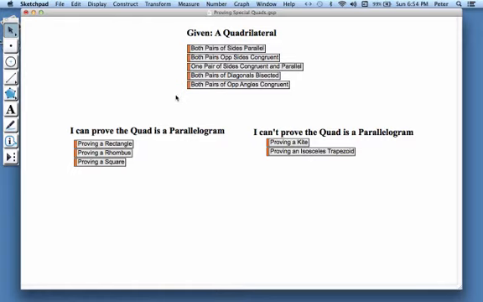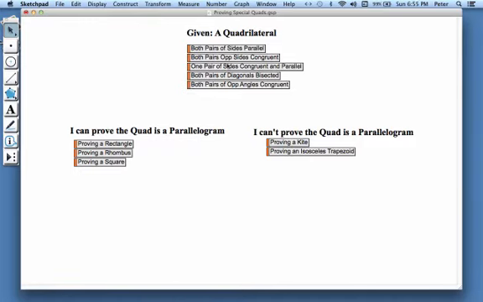Okay, let's review real quickly from 5.6. If you can show that both pairs of sides of a quadrilateral are parallel, the figure's got to be a parallelogram. If both pairs of opposite sides are congruent, it's a parallelogram. If one pair of sides are both congruent and parallel, then the figure is a parallelogram. Okay, there are two other ways. If you can show that the diagonals bisect each other, the figure has to be a parallelogram. And finally, if both pairs of opposite angles are congruent, the figure is a parallelogram.